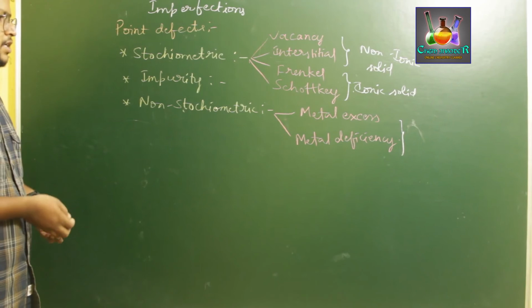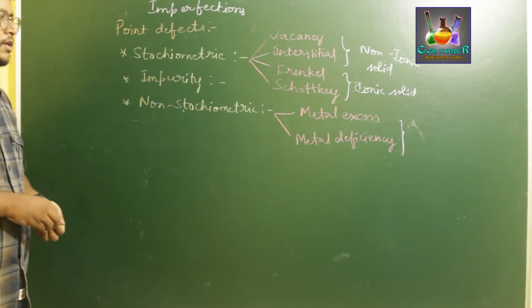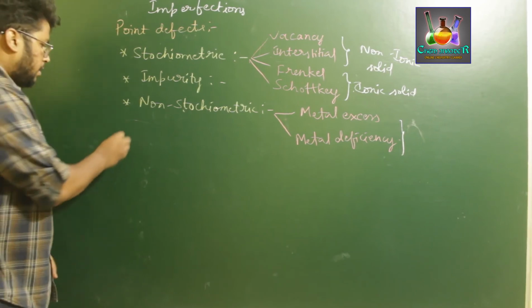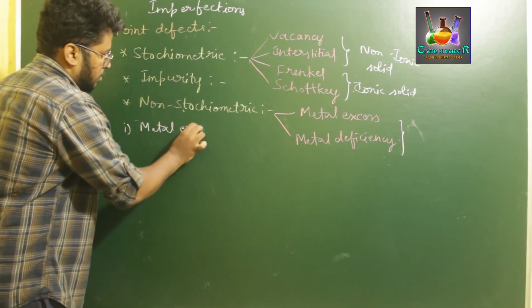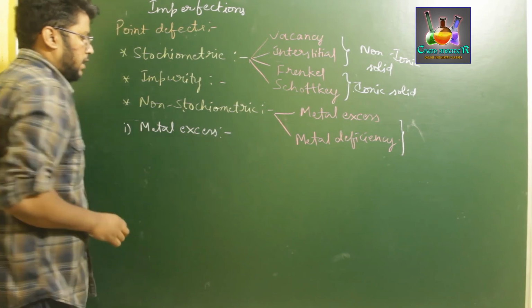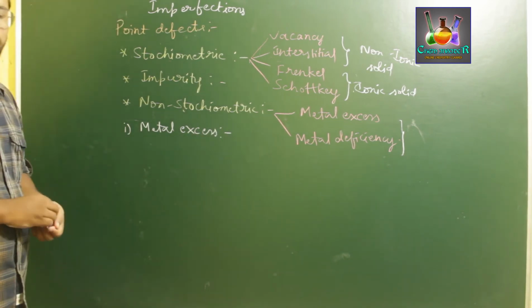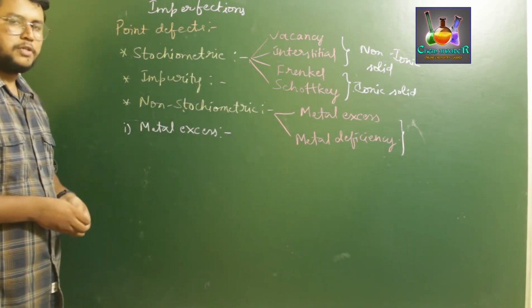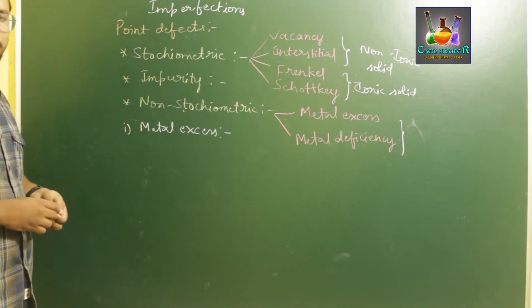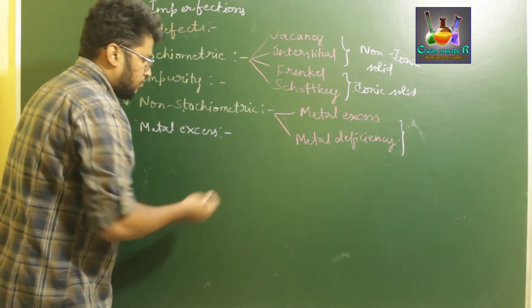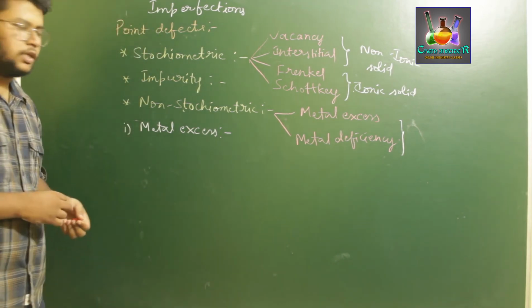Next we are going to discuss the metal excess defect. Metal excess defect is caused because of anions. In order to explain the metal excess defect, because it is very important from the point of view of our syllabus, metal excess defect is formed, for example, in a sodium chloride crystal.